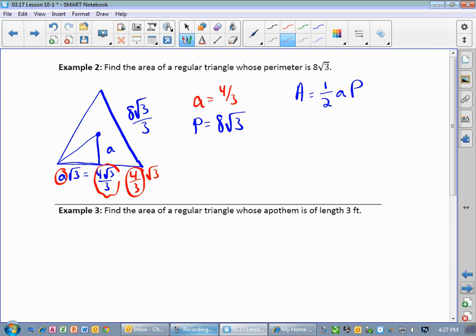So sometimes it's handy to think of things in a slightly different form. And so now we can go back to our formula. 1/2 times 4/3 times 8 square roots of 3. And again, there's a little bit of simplification here, but nothing like what we did today. And so we can pretty much just put that in the calculator and see we get 9.23 feet.